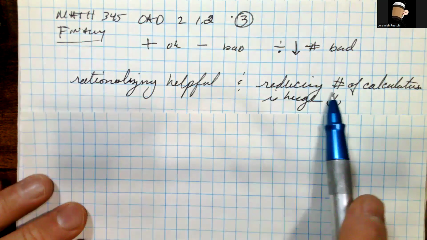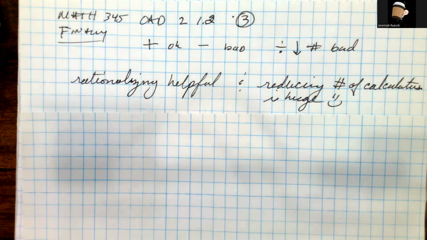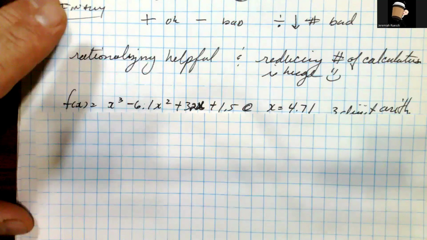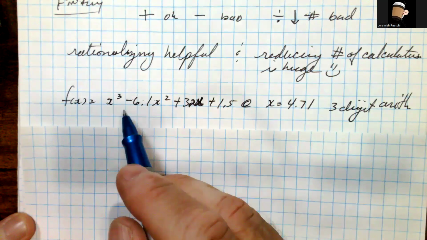And then again, reducing the number of calculations is huge. We saw that in the example with the second root, the number of operations can greatly exaggerate the amount of error introduced by a single operation. Okay. All right, so let's use these ideas then to look at this last part of the example.